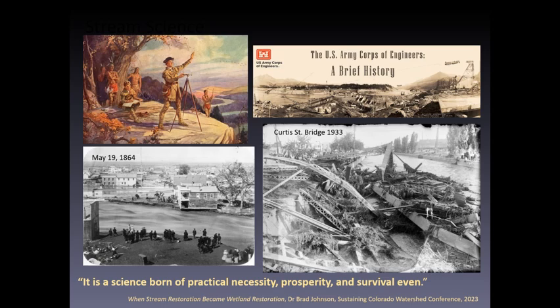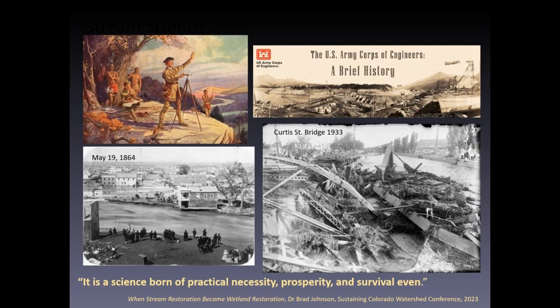This slide is from Dr. Brad Johnson, who gave us a history lesson at last year's Sustaining Colorado Watersheds Conference. He said that early river manipulations were based on a need to manage and control riverscapes. The purpose was to make sure land could be developed, that cities wouldn't get flooded or bridges blown out. George Washington was a surveyor and appointed the first engineer officers of the Army. It was the job of these early engineers to design, build, and maintain river channels that met these criteria.